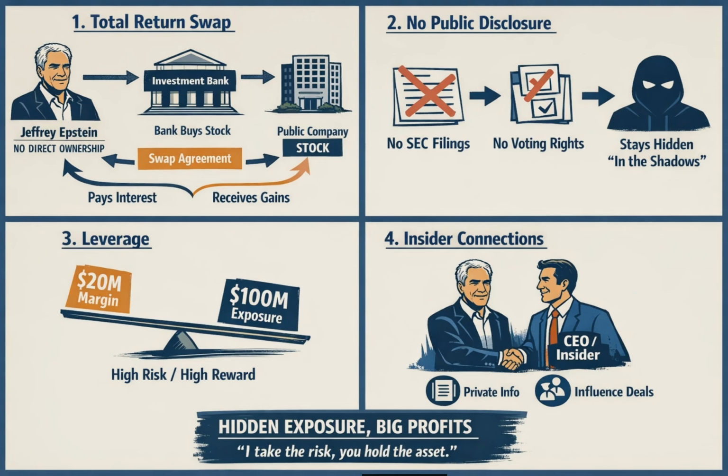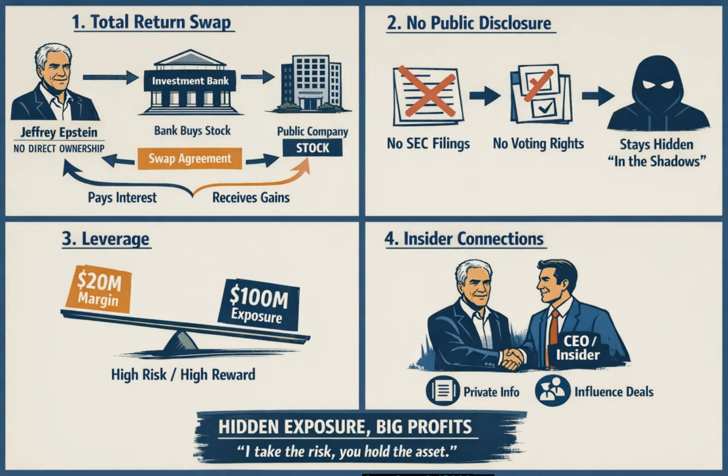Here's a concrete, illustrative example of the kind of transaction Jeffrey Epstein was known for, not a verbatim contract, but a faithful reconstruction based on court filings, reporting, and how these deals are actually structured. Example: hidden equity exposure via a total return swap. Goal: gain economic exposure to a public company without appearing as a shareholder, and without triggering disclosure rules. Players: Jeffrey Epstein, a large investment bank, acting as the counterparty, and a public company, for example a tech or financial firm. Step by step.